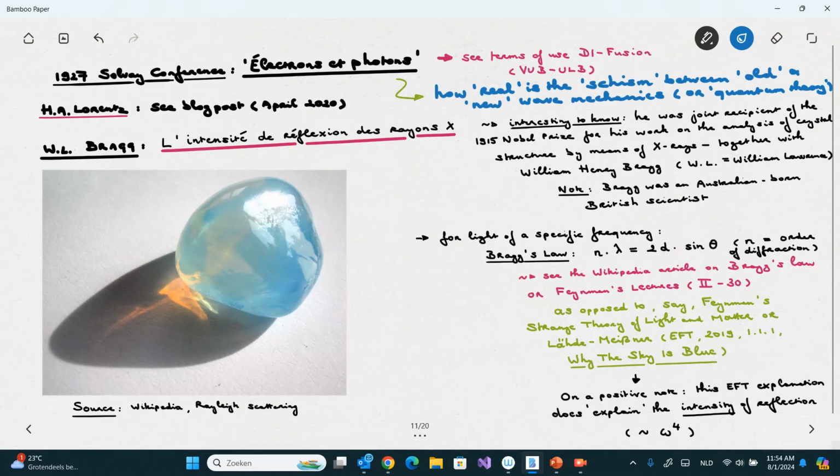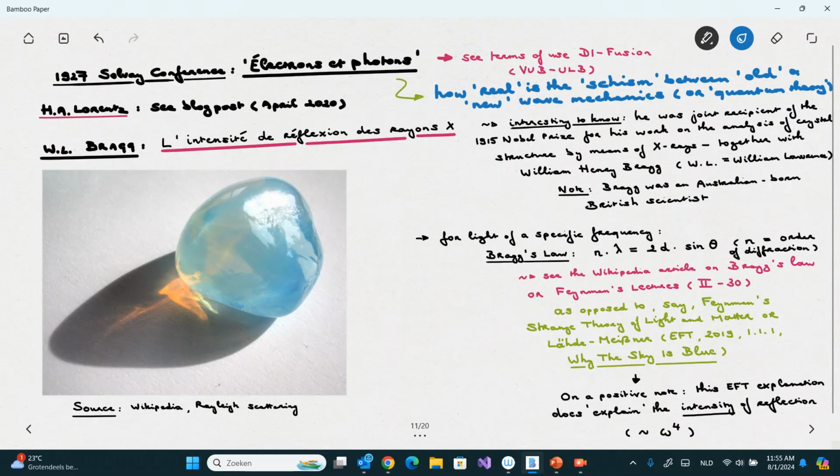If you look at the participants of the Solvay Conference, it's only after the Second World War that you see a lot of Americans coming in. Of course, Arthur Compton is there in many Solvay conferences between the two world wars, but mostly it's a European affair. I insert this beautiful image from the Wikipedia article on Rayleigh scattering.